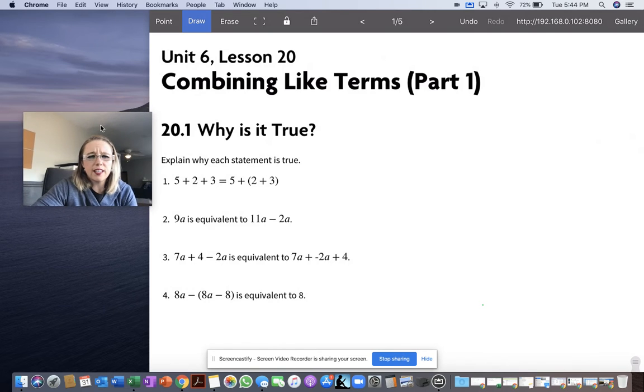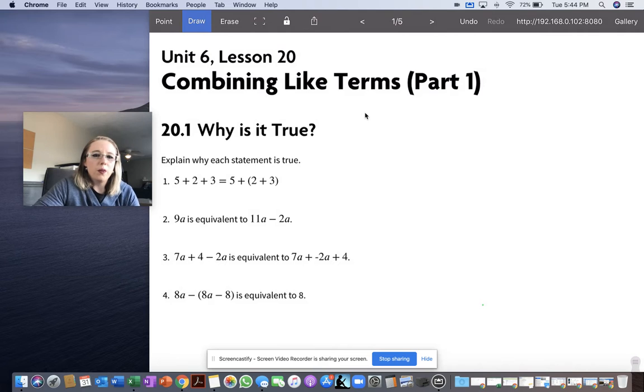So this is our second lesson for the week. It's going to be lessons 20, 21, and 22. I know it's 3 lessons. I know it sounds like a lot, but it's all about combining like terms and factoring and stuff that you really already know. Okay? So don't be too worried about this. Okay?